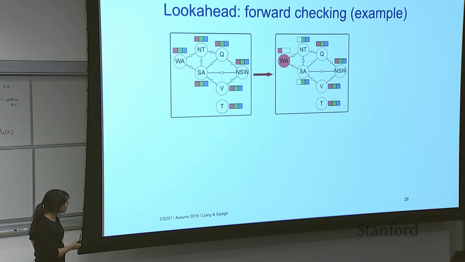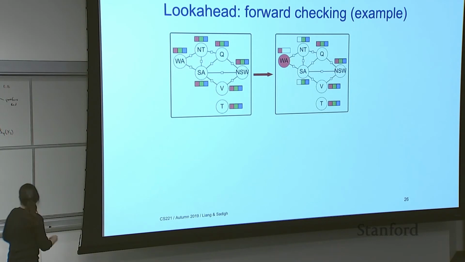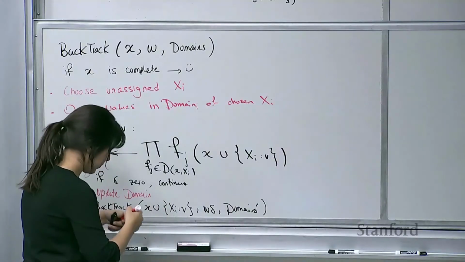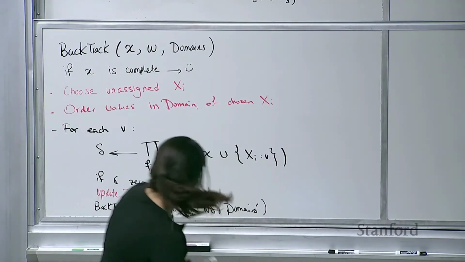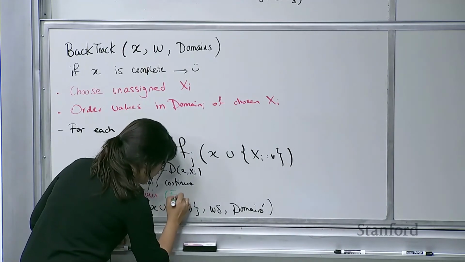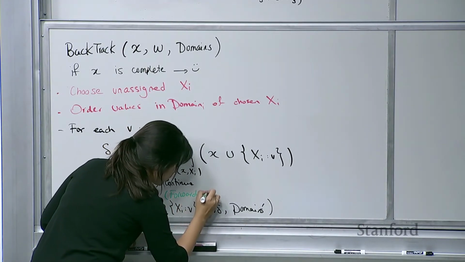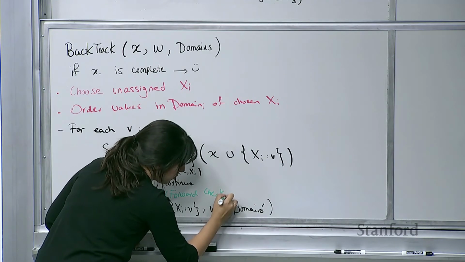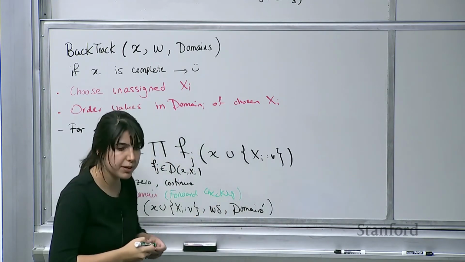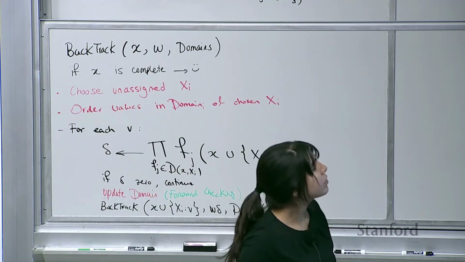The neighbors are NT and SA. They cannot be red, so I'm going to just update their domains to be blue and green. I just drop red. Yeah, so that's like the simplest thing one would do. So maybe I'll write it in different colors. So one option is this forward checking approach for updating the domain. Okay, so let's go further.